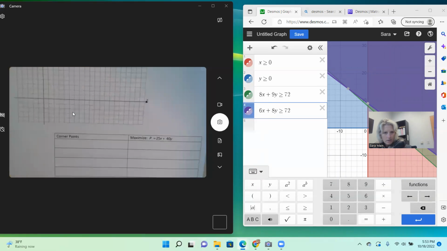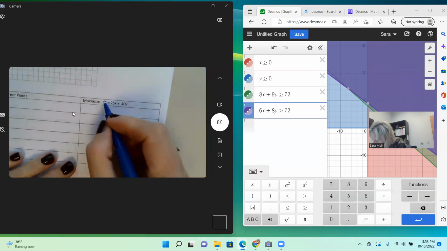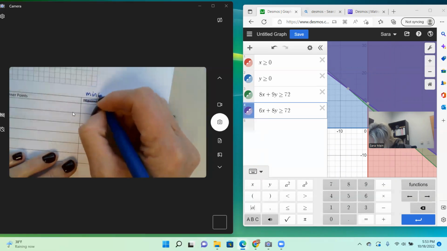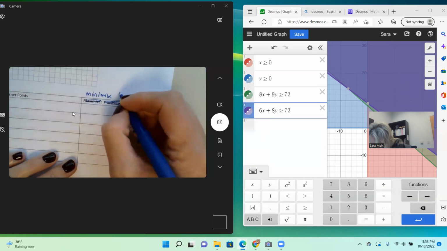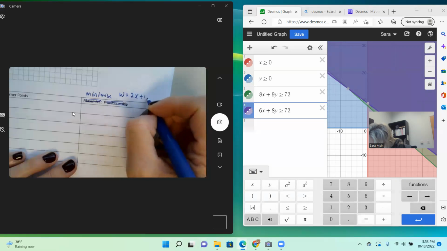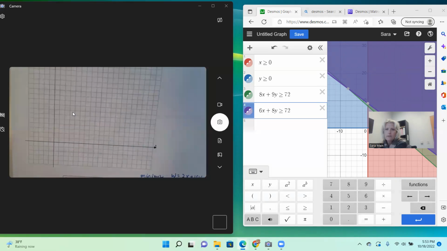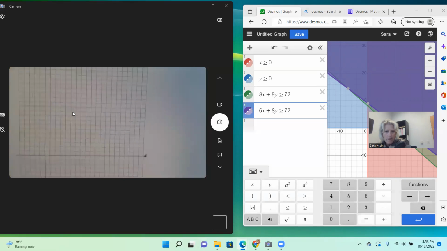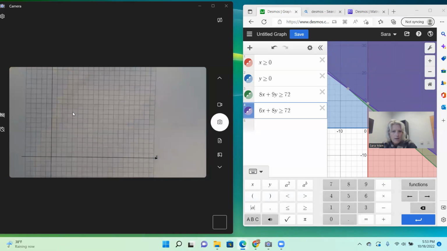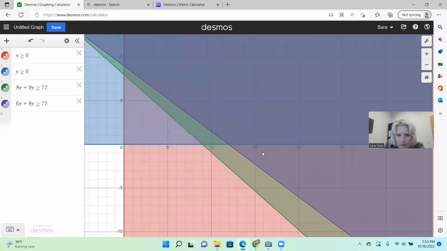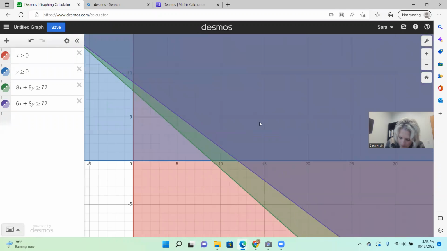So down here, make sure that you change this. That was a typo on my end. So we're minimizing, this is minimize w equals 2x plus 10y is minimized. Okay, so let's graph this here. I'm going to make my graph a little bit bigger for now in Desmos just so we can see. And it looks like it's unbounded.